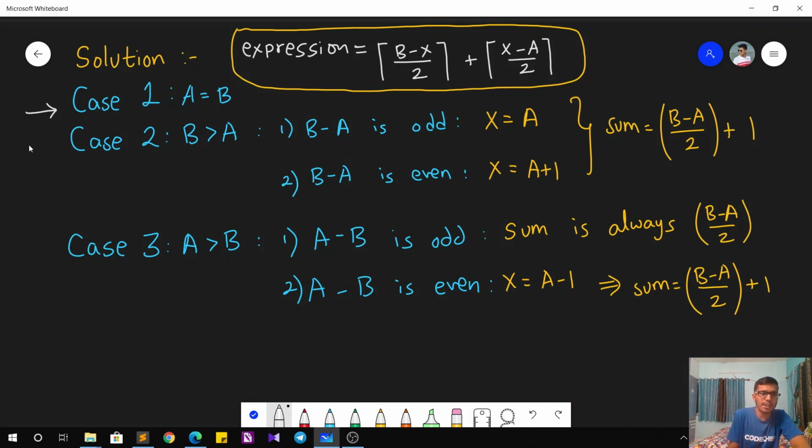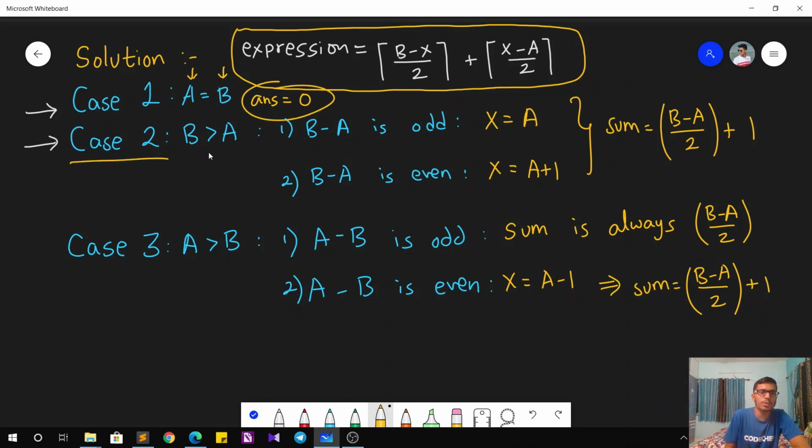First case: if the values of a and b are equal, the answer is pretty obvious. The answer is always 0. Why? Because there is only one option for x. You can choose it to be a or b, and both are the same. So if you put the value in the expression, the answer that you are going to get is always 0.